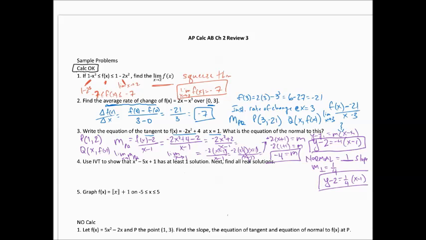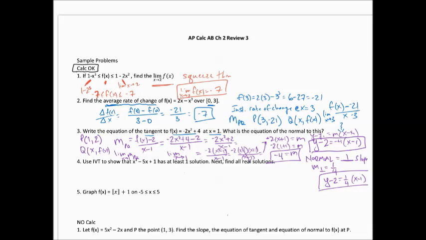All right, now moving on to problem number 4. It says, use IVT to show that this equation has at least one solution. Next, find all the real solutions. So let's go ahead and break this down into what we're going to do. And in this question, we have to use IVT. So IVT says that if a function is continuous, it will have some intermediate value, and that's the basics of it. Go ahead and review the IVT video if you need to.